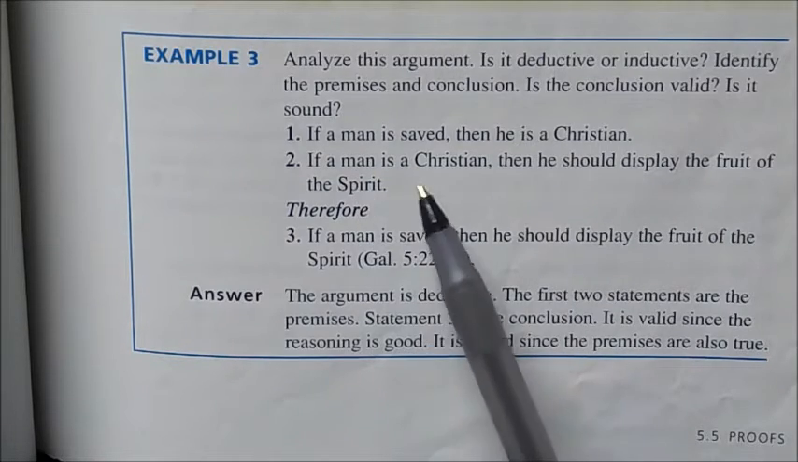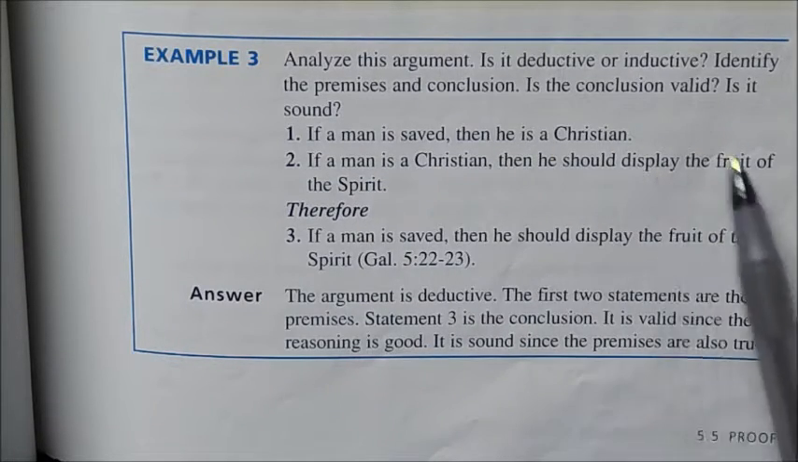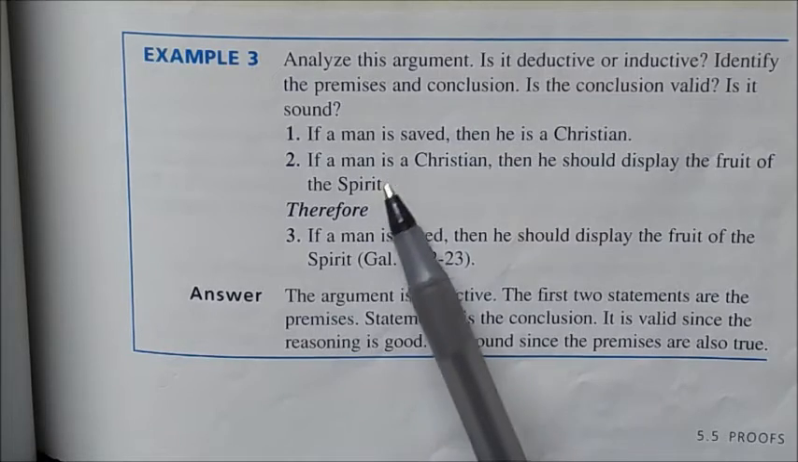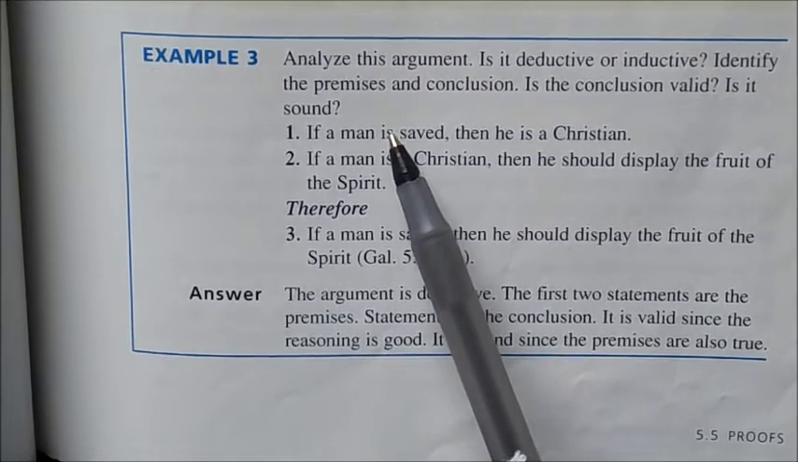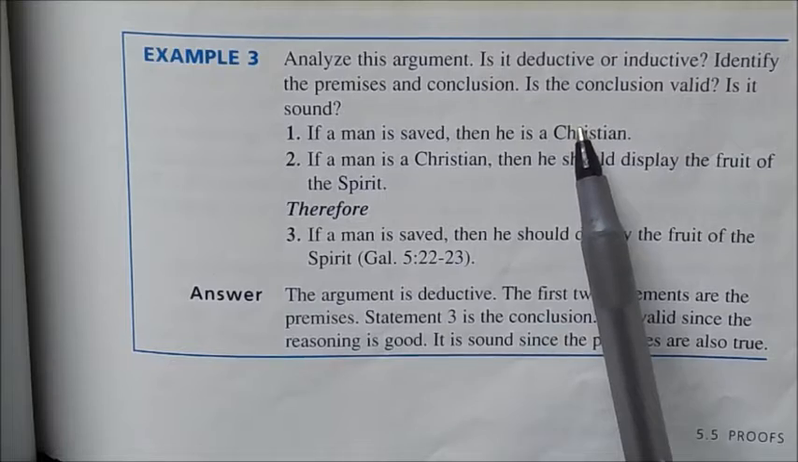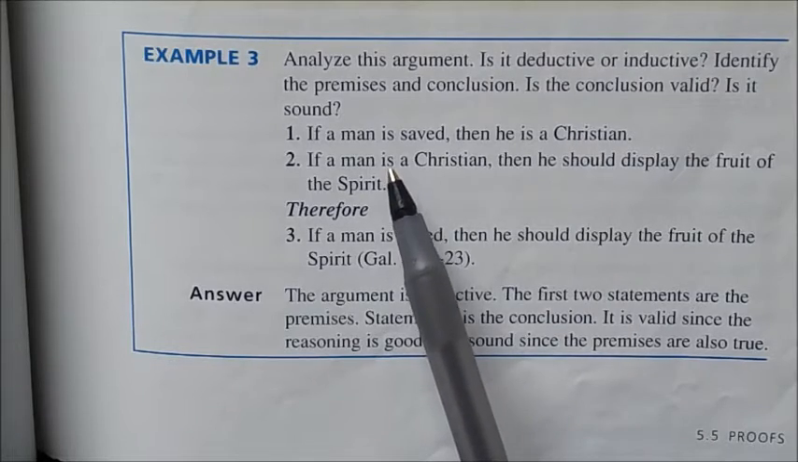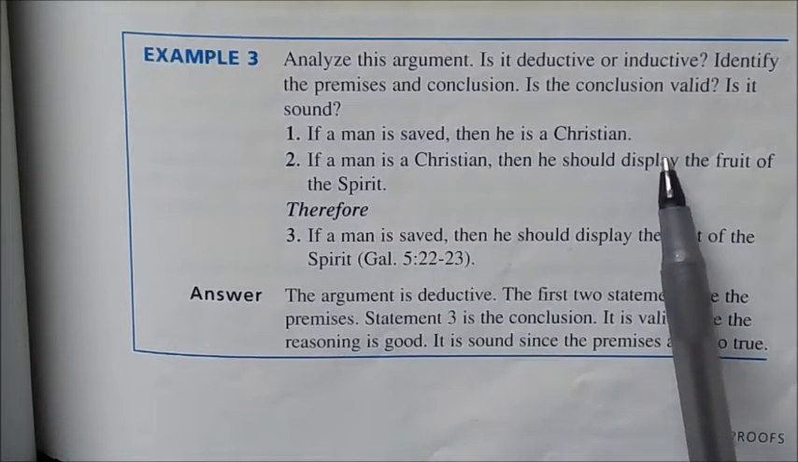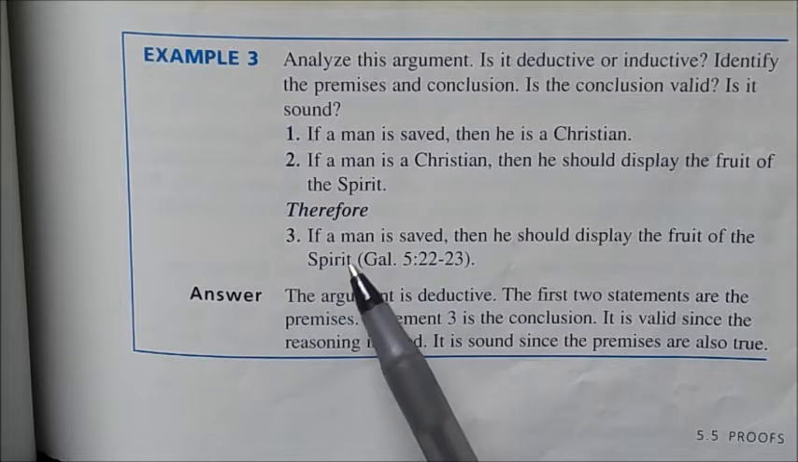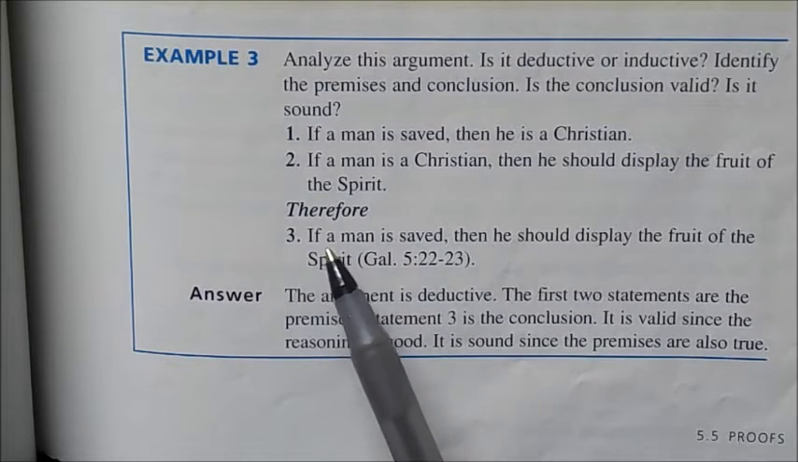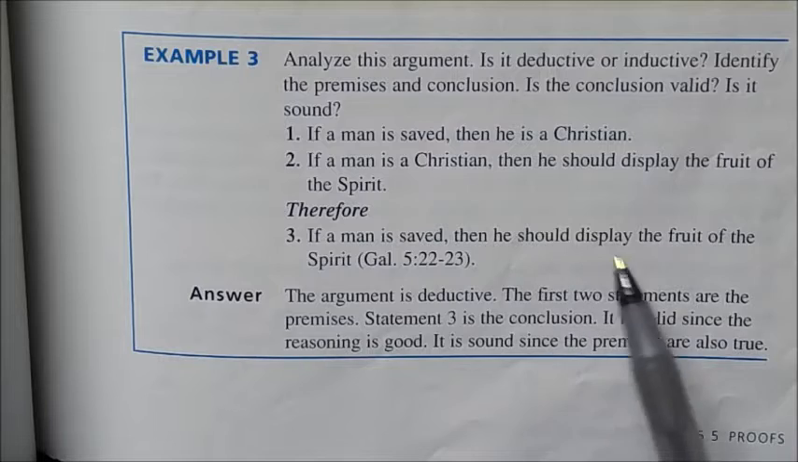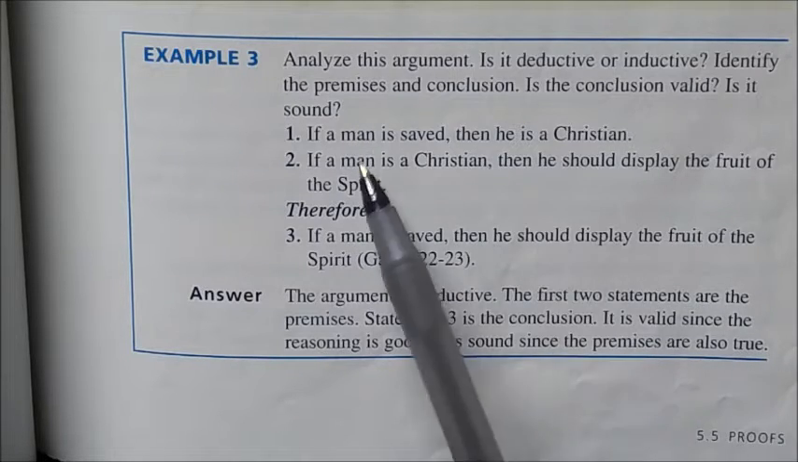Now, if a man is a Christian, then he should display the fruits of the Spirit. So you can see that this part is going to be, let's call it a P statement, Q, and then we're going to start again with the Q. If Q, then we'll say R. So we have this "therefore" down here. Therefore, if a man is saved, then he should display the fruits of the Spirit. You're following the trail here.